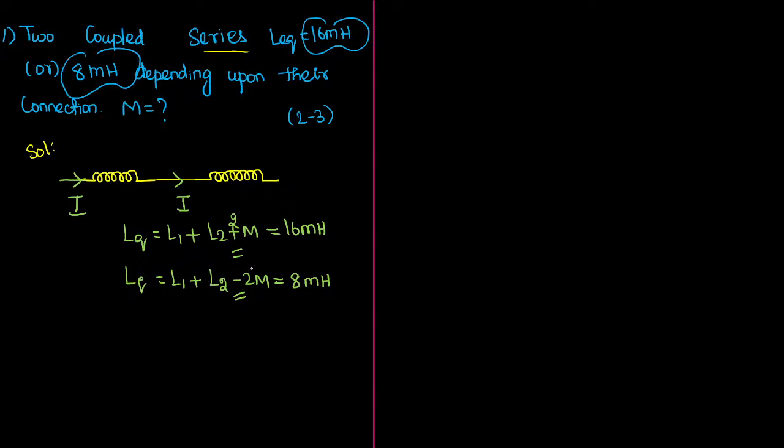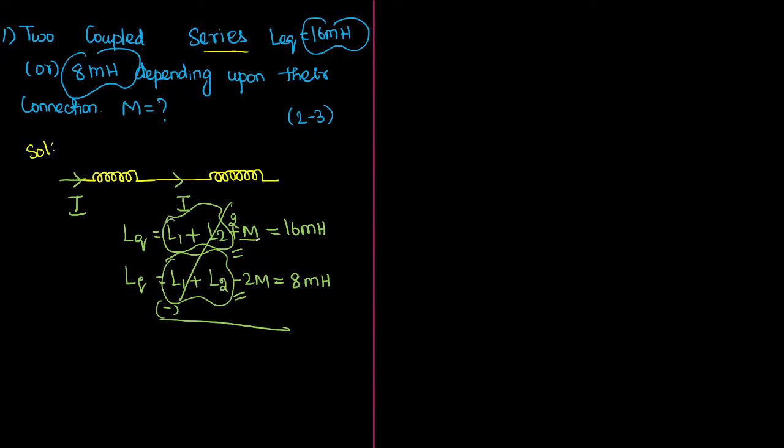Now what they asked us is to calculate the value of mutual inductance M. So let us see what we should do in that case. We can solve these two cases. In both cases I am treating L1 plus L2 together. I am just subtracting the first equation and the second equation. If I subtract them, then what will happen? L1 plus L2 minus L1 plus L2, they get cancelled.